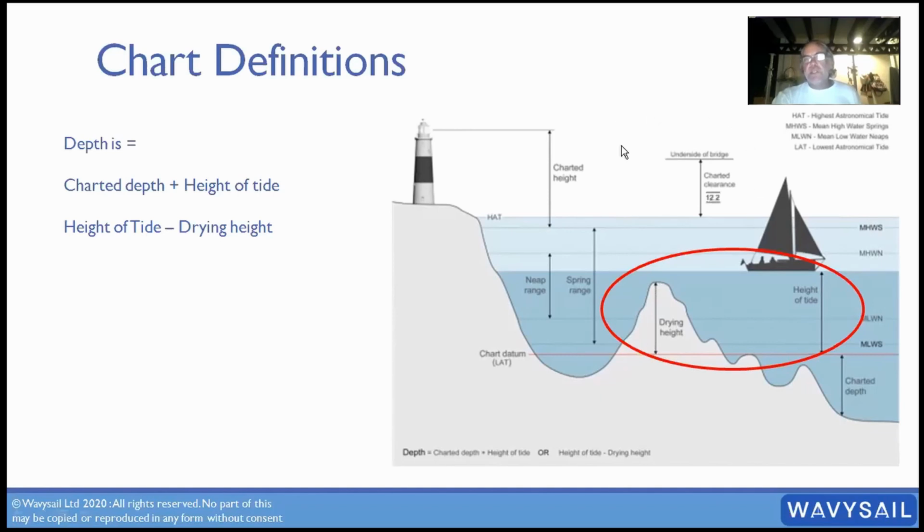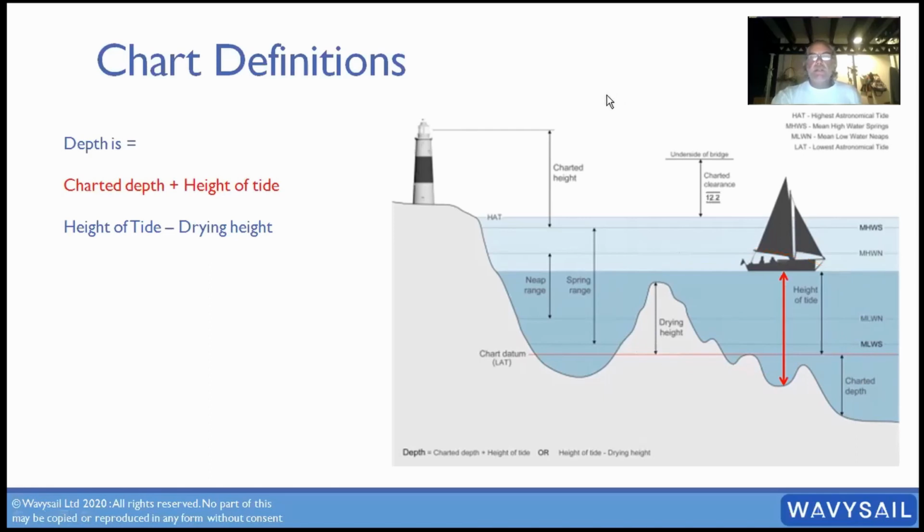Just for interest's sake, when we're trying to work out the underside of a bridge, all charts have the clearance under a bridge from highest astronomical tide. Because obviously that's as high as it's ever going to be for you to get under that bridge. Inversely, this is the lowest tide closest to the bottom. It's the lowest it's ever going to be.